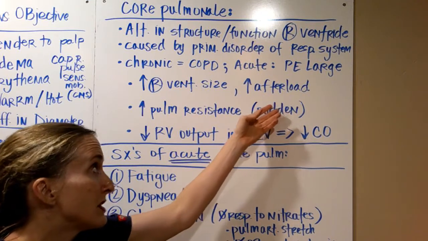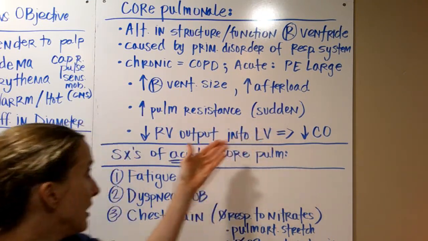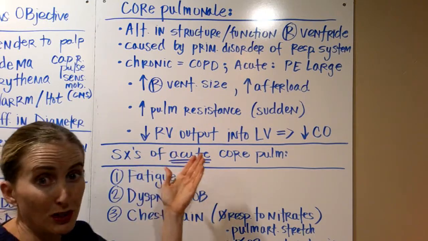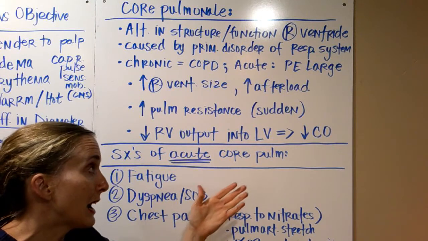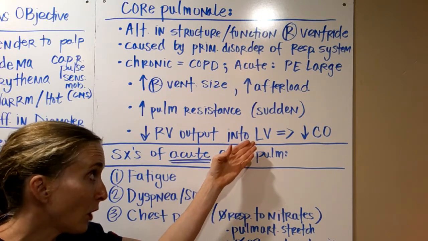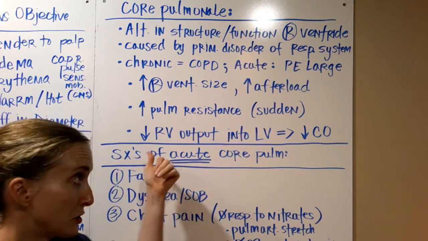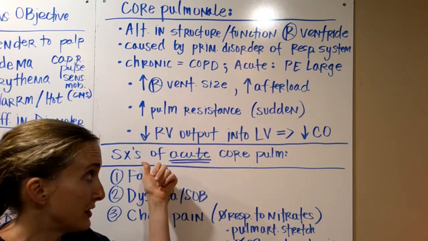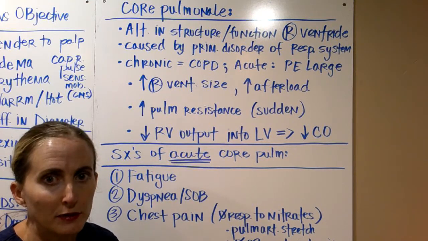And then we have an increase in afterload, and an increase in pulmonary resistance suddenly. Then our right ventricular output goes down, and then our left ventricle output goes down because the right ventricle is not giving it anything. So if the right ventricle doesn't give anything, it's going to be low, which means our cardiac output is going to be low. Okay.